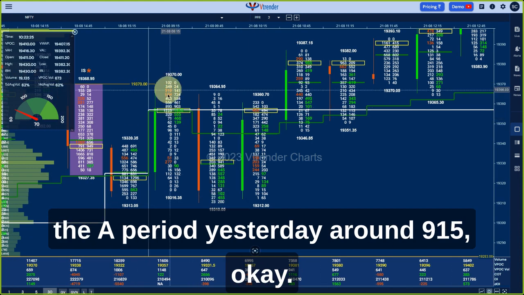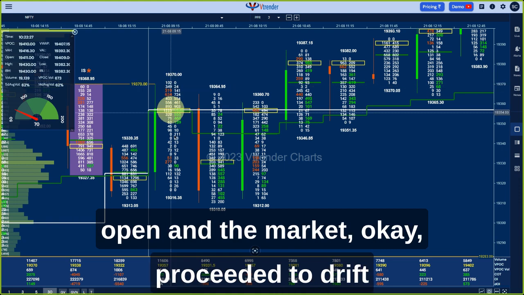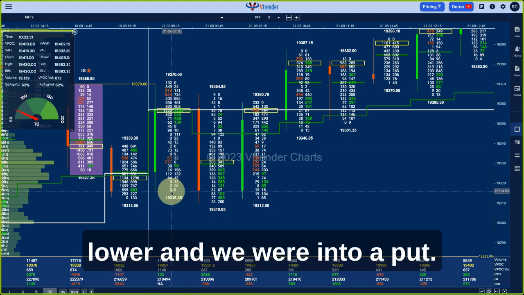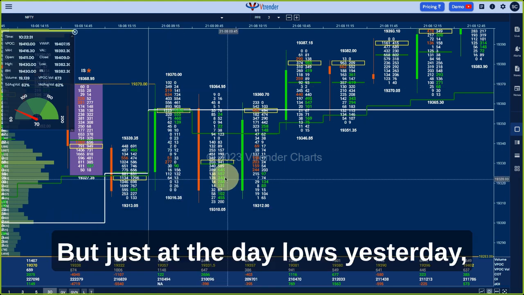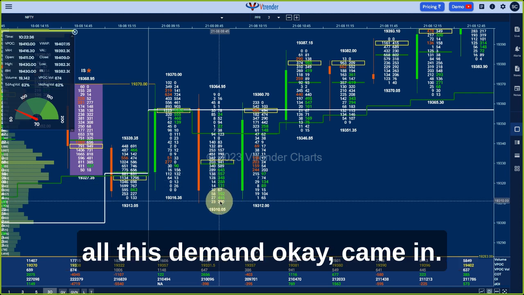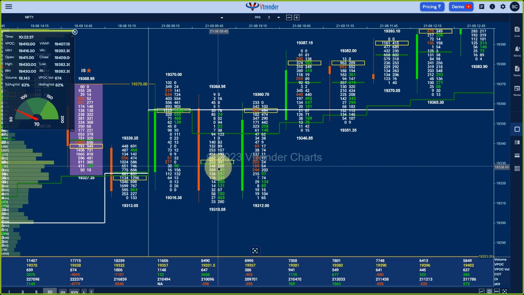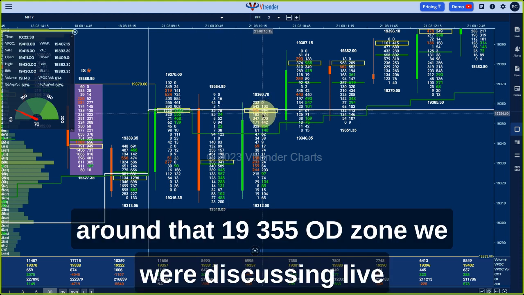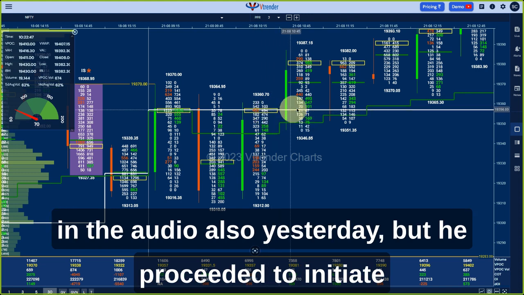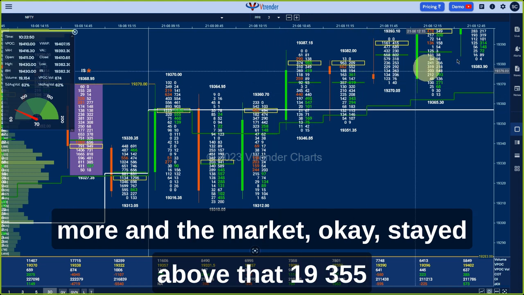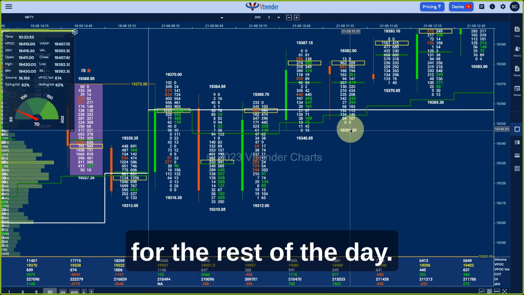Yesterday at around 9:15, there wasn't a lot of demand at the open, and the market proceeded to drift lower, and we were into a put. But just at the day lows yesterday, all this demand came in. I thought this was going to be temporary booking, and thought that the seller could come back around that 19355 odd zone we were discussing live in the audio also yesterday. But he proceeded to initiate more, and the market stayed above that, 19350-55, for the rest of the day.